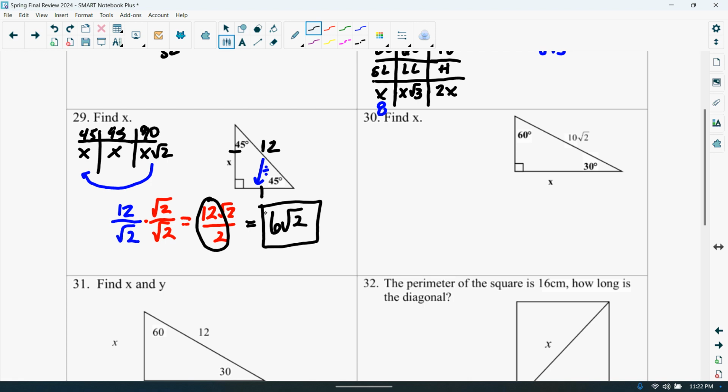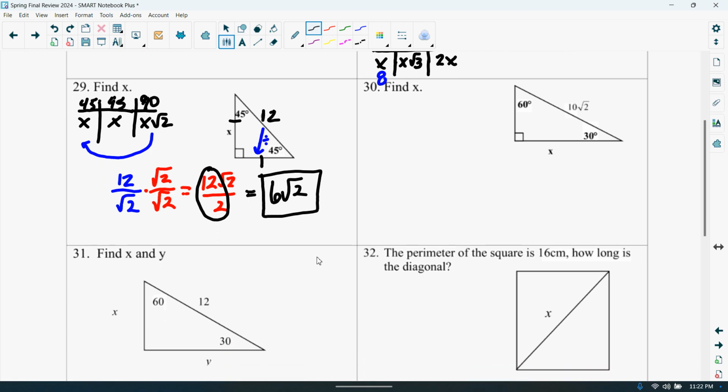Okay, so we're asking to remember when you go big to small, like on 30 here, this is the hypotenuse. This is my long leg, this is my short leg. And at 30, 60, 90, you always want to go to the short leg first. And hypotenuse to short leg means you're going to divide by 2. So hopefully we recognize this is 5 root 2.